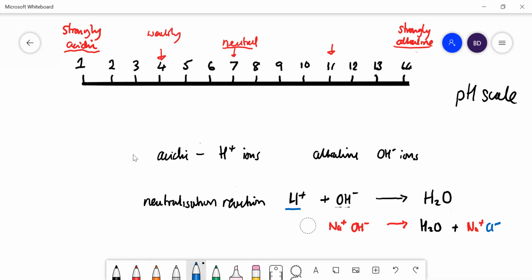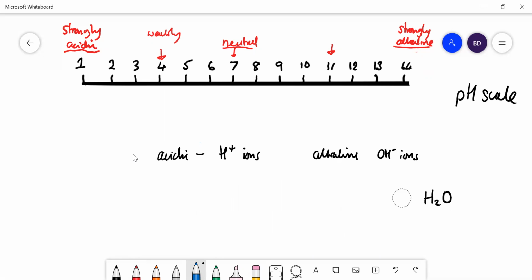Okay, so that's neutralization. Let's have a look at the numbers then. What this pH number here, pH 1, means is that the hydrogen ion concentration is equal to 0.1, and the units are moles per decimeter cubed. That's the unit of concentration. If you haven't done that yet, don't worry about it. It's just simply a unit of concentration.